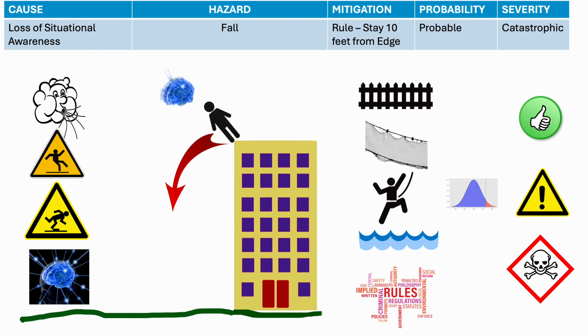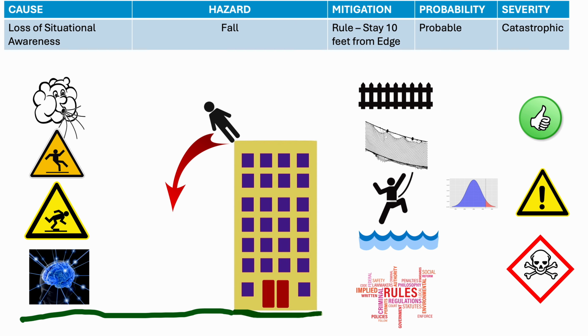The root cause in this case is a loss of situational awareness. This might occur due to worker distraction, fatigue, multitasking, misleading signage, or being in an unfamiliar or poorly designed workspace. For instance, a worker might step too close to an unprotected edge while focused on another task.